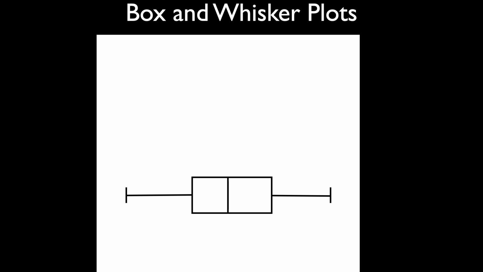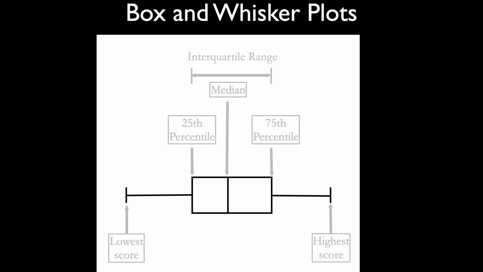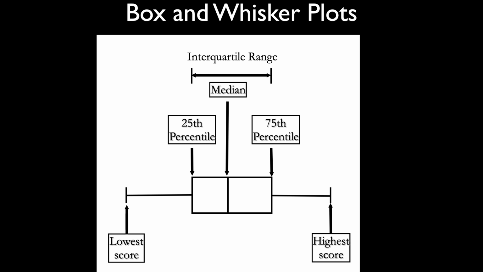And each of these whiskers and the hinges and so on represent a particular number in the distribution. So as you can see from here, the whisker on the left, the lowest whisker, represents the lowest score in the distribution. The highest score is represented by the upper whisker, the one on the right. The box itself represents the middle 50% of the values. So we have the 25th percentile indicated there on the left hinge and the 75th percentile represented on the right hinge.